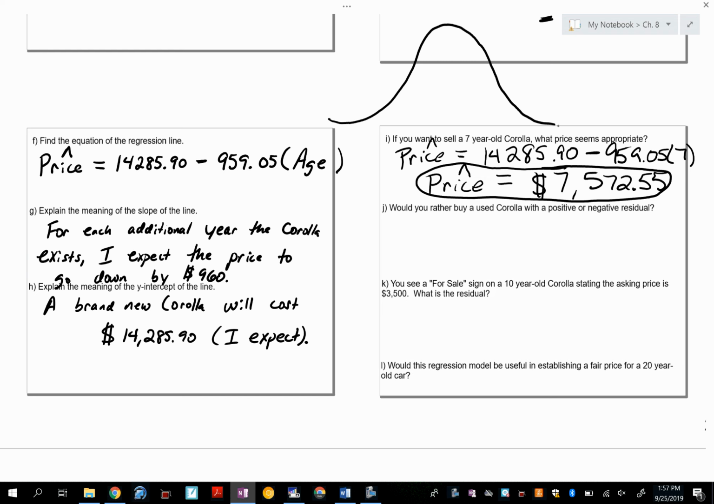Letter J. Would you rather buy a used Corolla, and if you say I'd rather not buy a used Corolla, fair enough, a used Corolla with a positive or a negative residual? So let's just write down again what the formula for residual is. That's observed minus predicted.